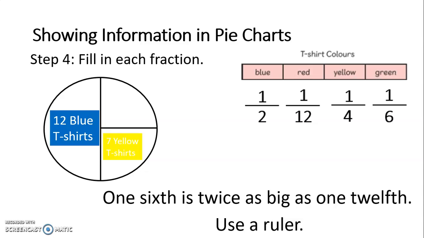Now let's think about the final two fractions. 1/6 and 1/12. Well, 1/6 is twice as big a fraction as 1/12. So that remaining section, the section for green vote, needs to be twice as big as the section for red. Draw yourself a line in that's twice as big, and then the section that's the biggest will be for the 4 green t-shirts, and the section that's slightly smaller will be for the 2 red t-shirts.